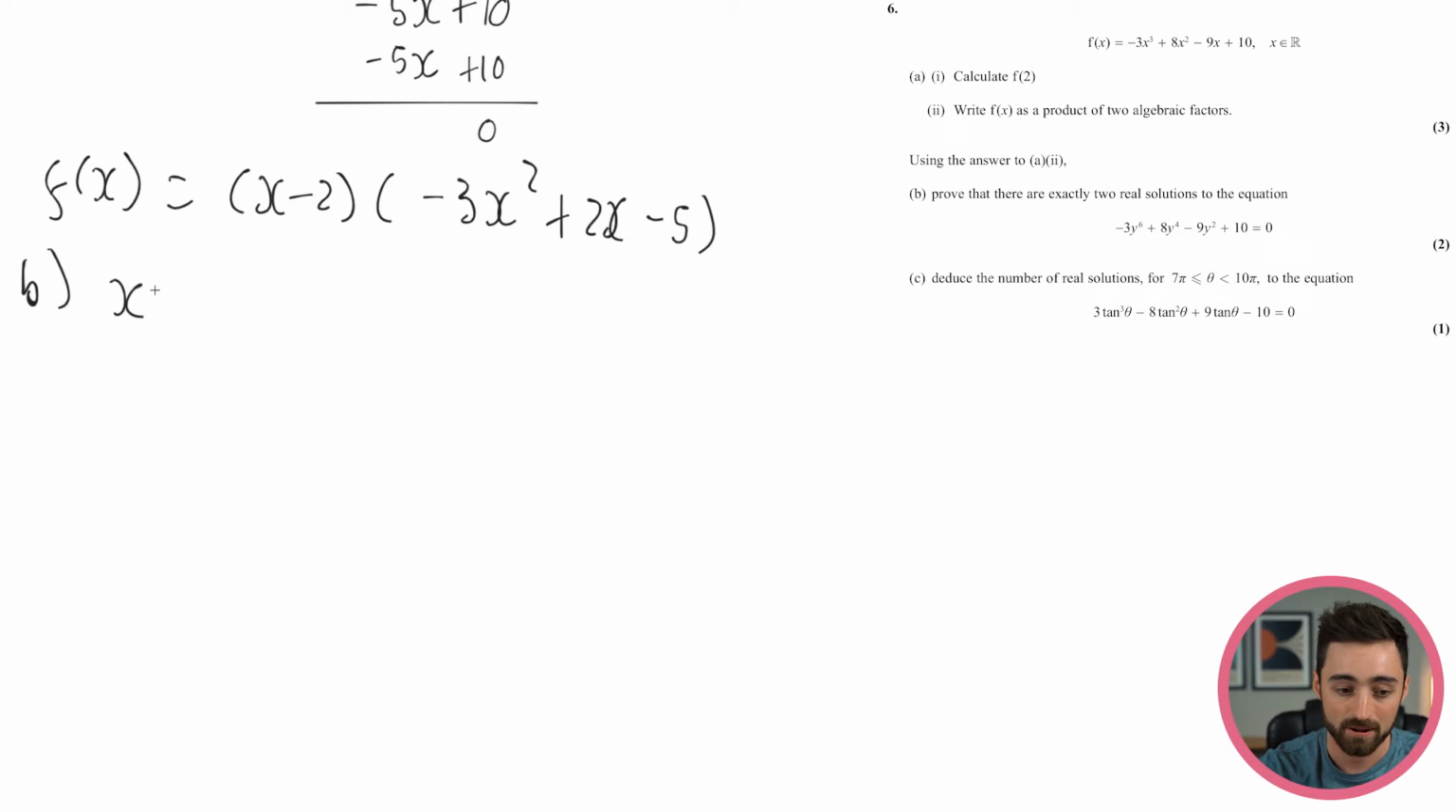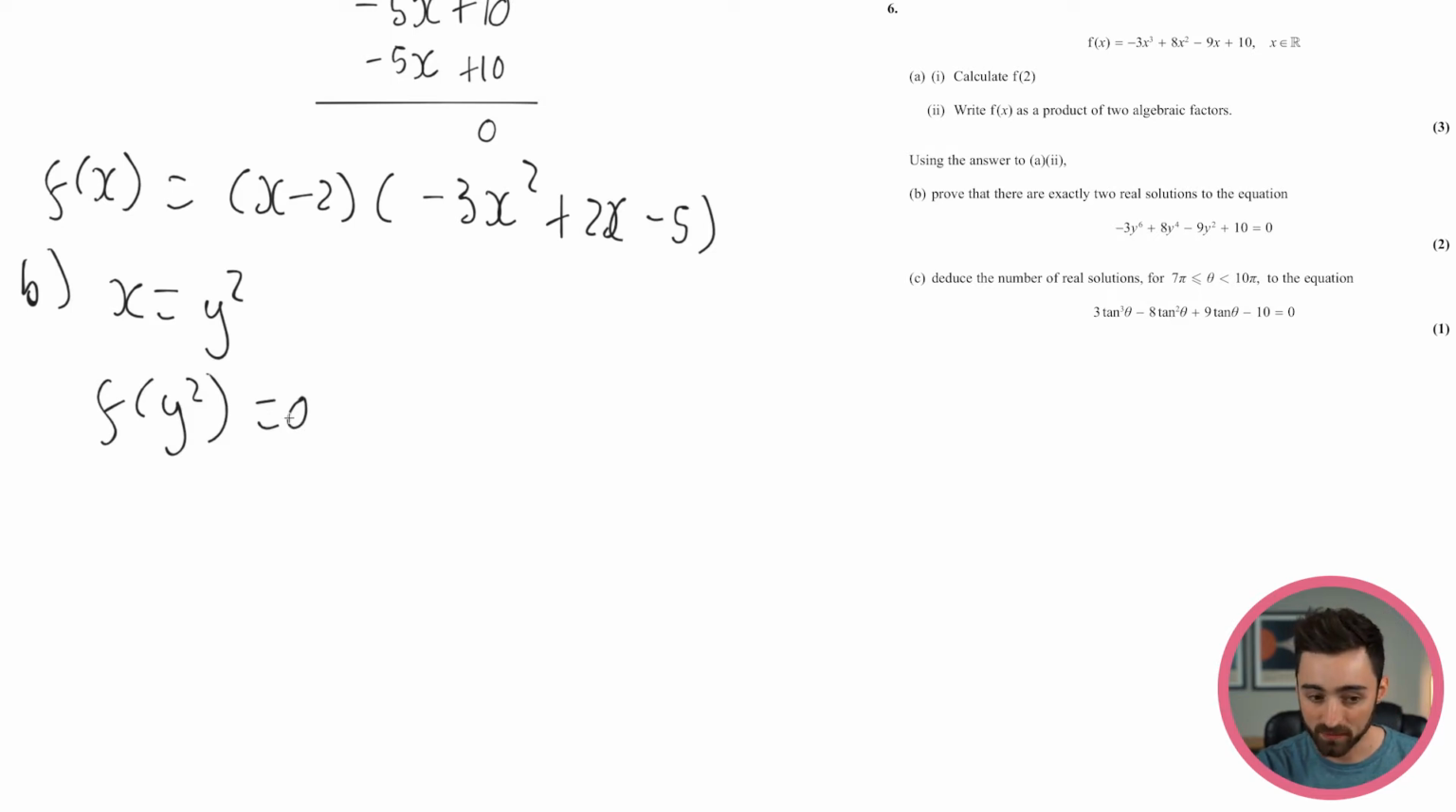So is there any transformation that I can use that's going to get me from f of x to this? What if I set x equals y squared? I'm going to get the exact same thing, aren't I? So it's almost like this equation here, we have f of y squared equals zero, don't we? So that means that the solutions to this equation are going to be intrinsically linked to the solutions of the top equation, f of x equals zero, right? So here's what I'm going to do. Using your answer to part A2, we're going to be using this, right? Why don't we just see when f of x is equal to zero, and then from that we can deduce the solutions to this equation here.